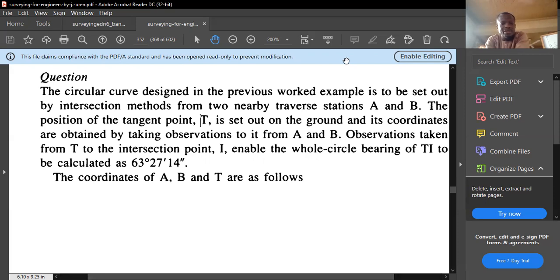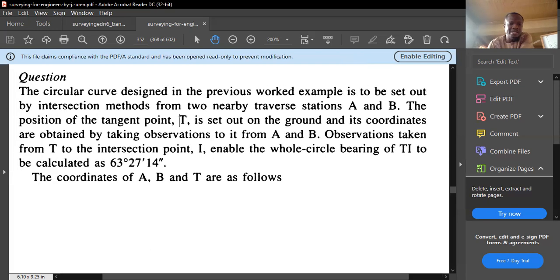Full stop. The position of the tangent point T is set out on the ground and its coordinates are obtained by taking observations to it from A and B. When you are given a question, you should know which one is chaff. Is that okay? Right, let's move on.